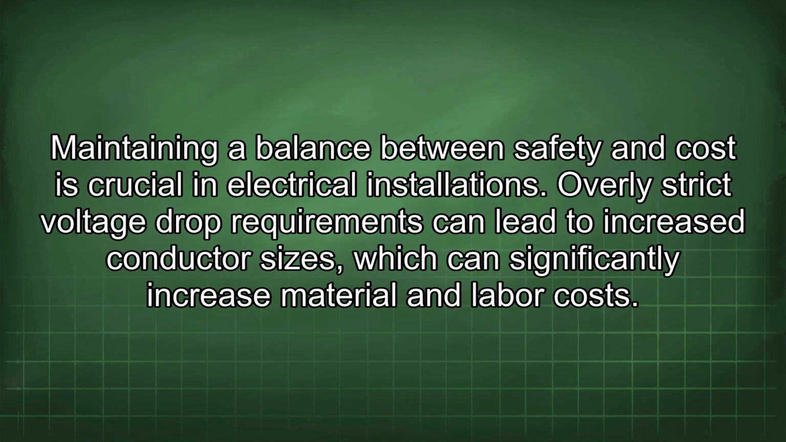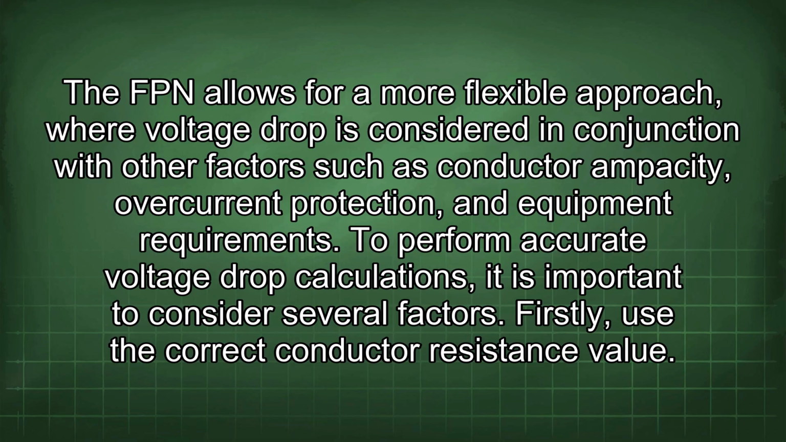Maintaining a balance between safety and cost is crucial in electrical installations. Overly strict voltage drop requirements can lead to increased conductor sizes, which can significantly increase material and labor costs. The FPN allows for a more flexible approach, where voltage drop is considered in conjunction with other factors such as conductor ampacity, overcurrent protection, and equipment requirements.